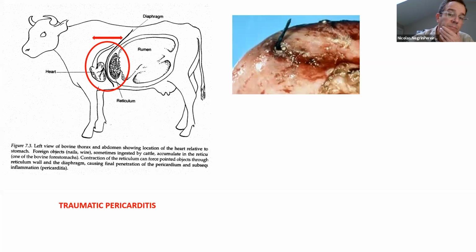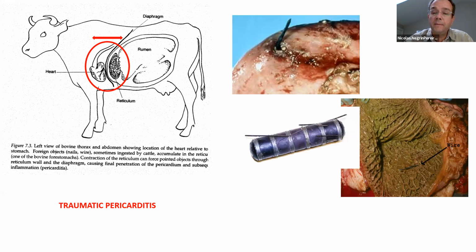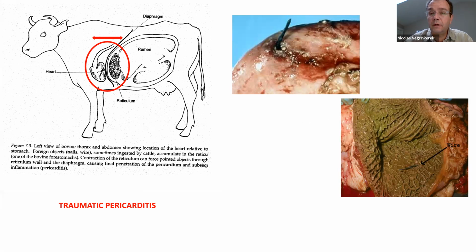So there you can see a picture of a wire that has punctured the reticulum wall, and that illustrates what I was talking about. That's another picture where you can see a wire embedded into the reticulum wall, and that shows you the danger of leaving small pieces of wire on the ground.